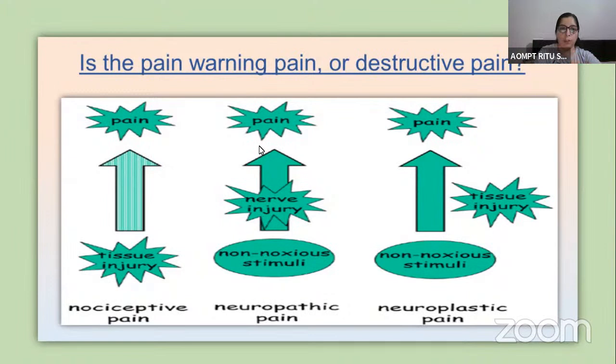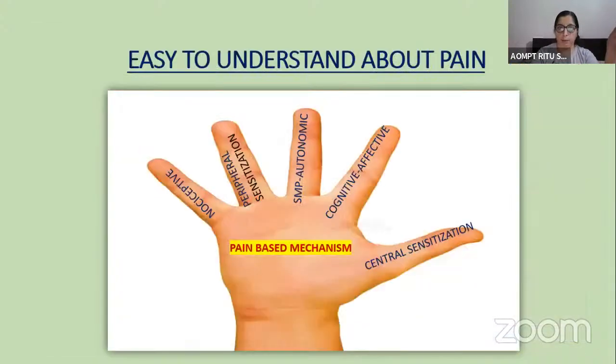If there is a tissue injury, it is nociceptive pain. If the patient is having a non-noxious stimulus, it is neuropathic pain, or non-noxious stimuli like the neuroplastic pains. In this also the tissue injuries play a major role, because of that the patient is having pain. So these are the characteristics which we see in the pain-related classification.